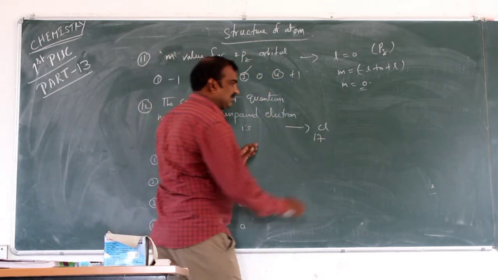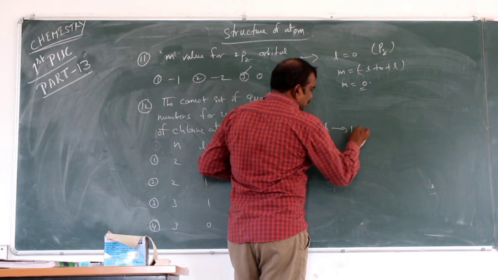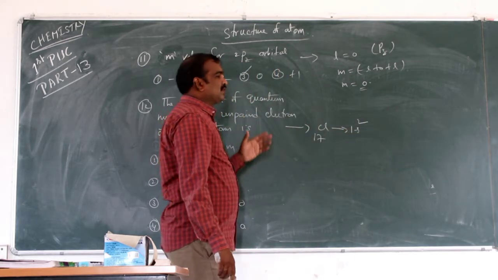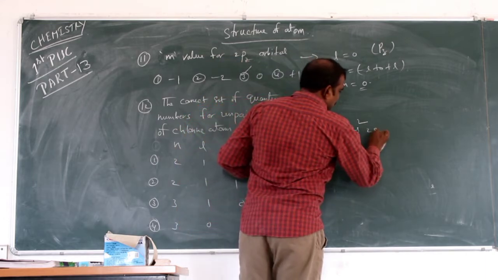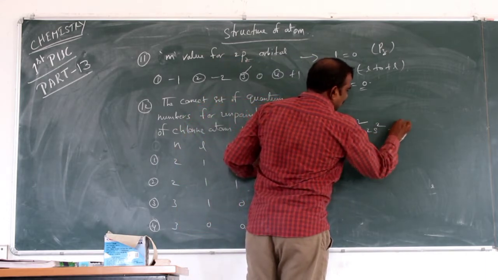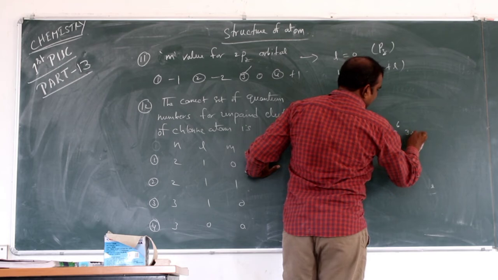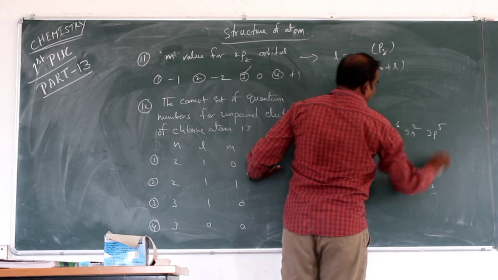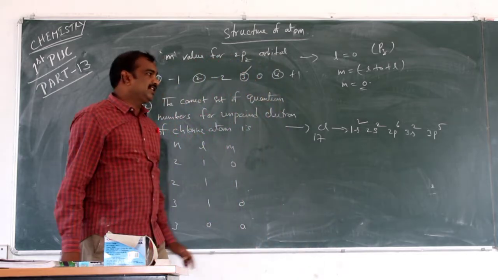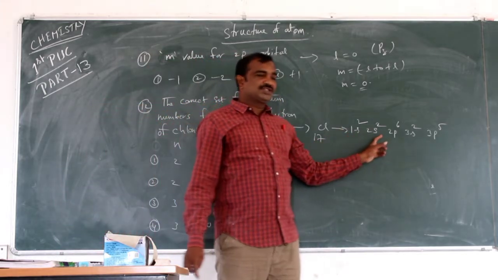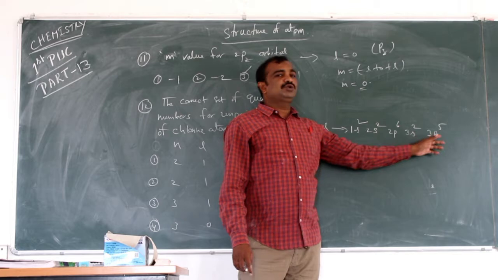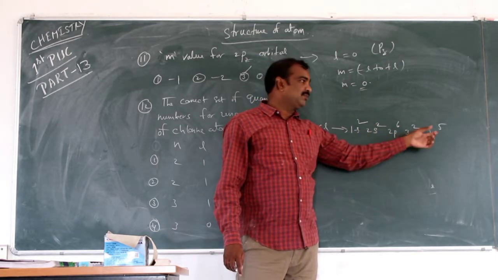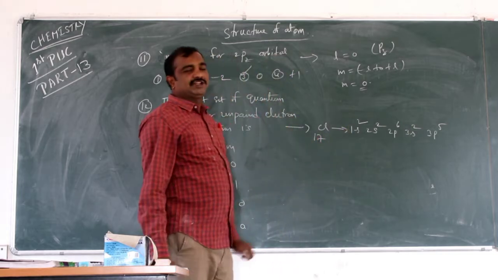So how can you write the electronic configuration? Look here. The atomic number of chlorine is 17, which means 17 electrons will come. So 1s2, 2s2, 2p6, 3s2, 3p5. Look here: 1s2, 2s2, 2p6, 3s2, 3p5. So how many are there? 10, plus 2 is 12, plus 5 is 17. So 17.